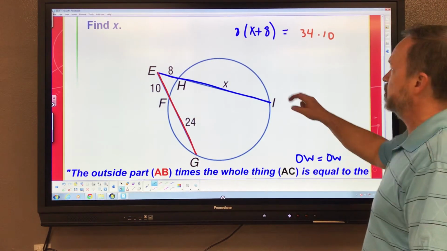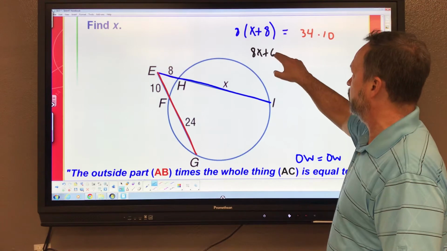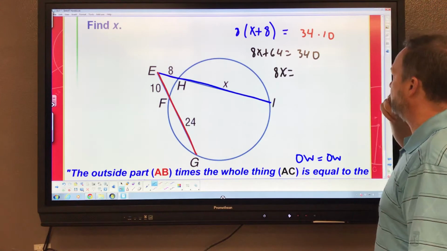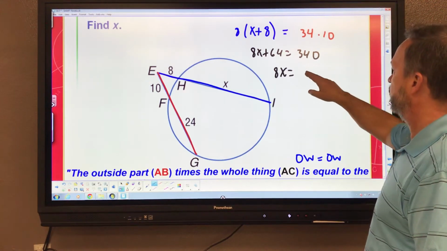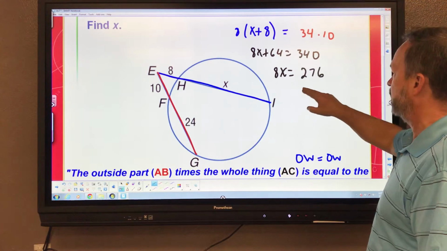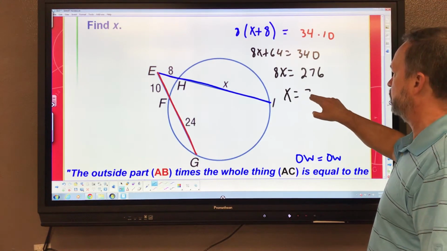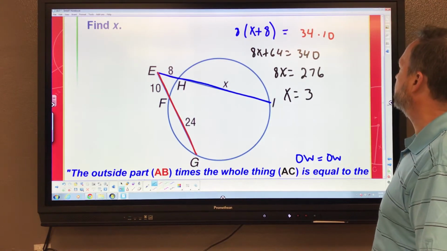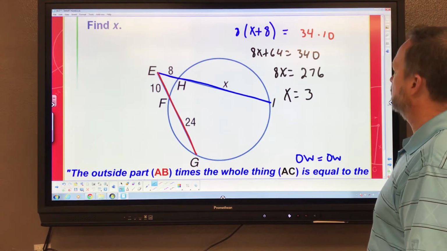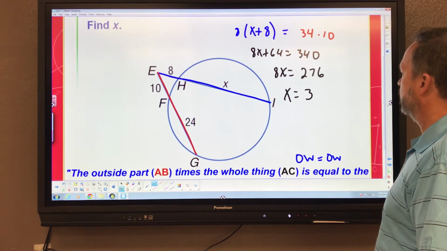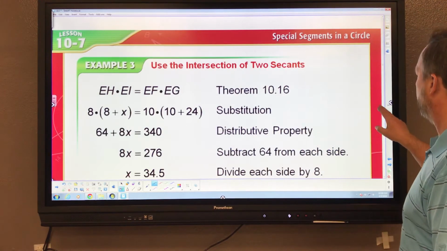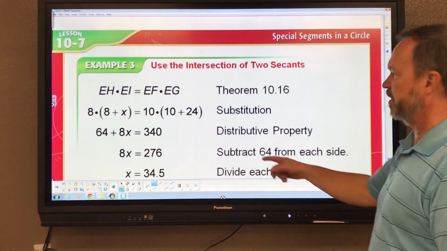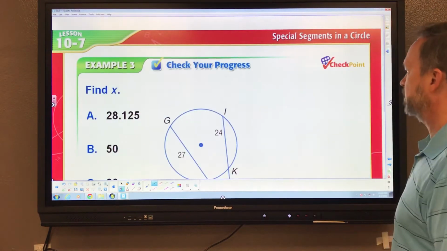So here 8x plus 64 is equal to 340. 8x is equal to 276, I believe. And x is equal to 30 something. Did I do that right? Subtract, 30 something. That's why I could get it to come out as a decimal. 34.5. Well, they got the same thing we had, 8x equals 276.